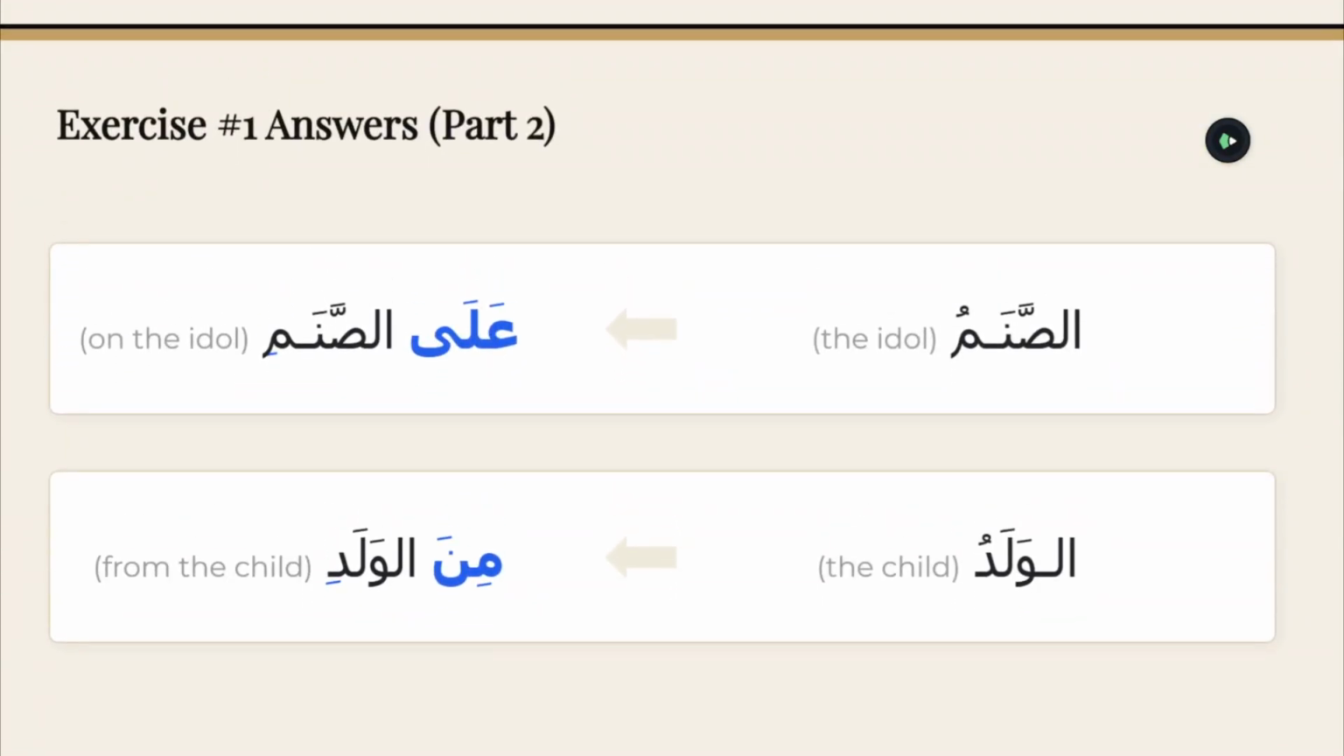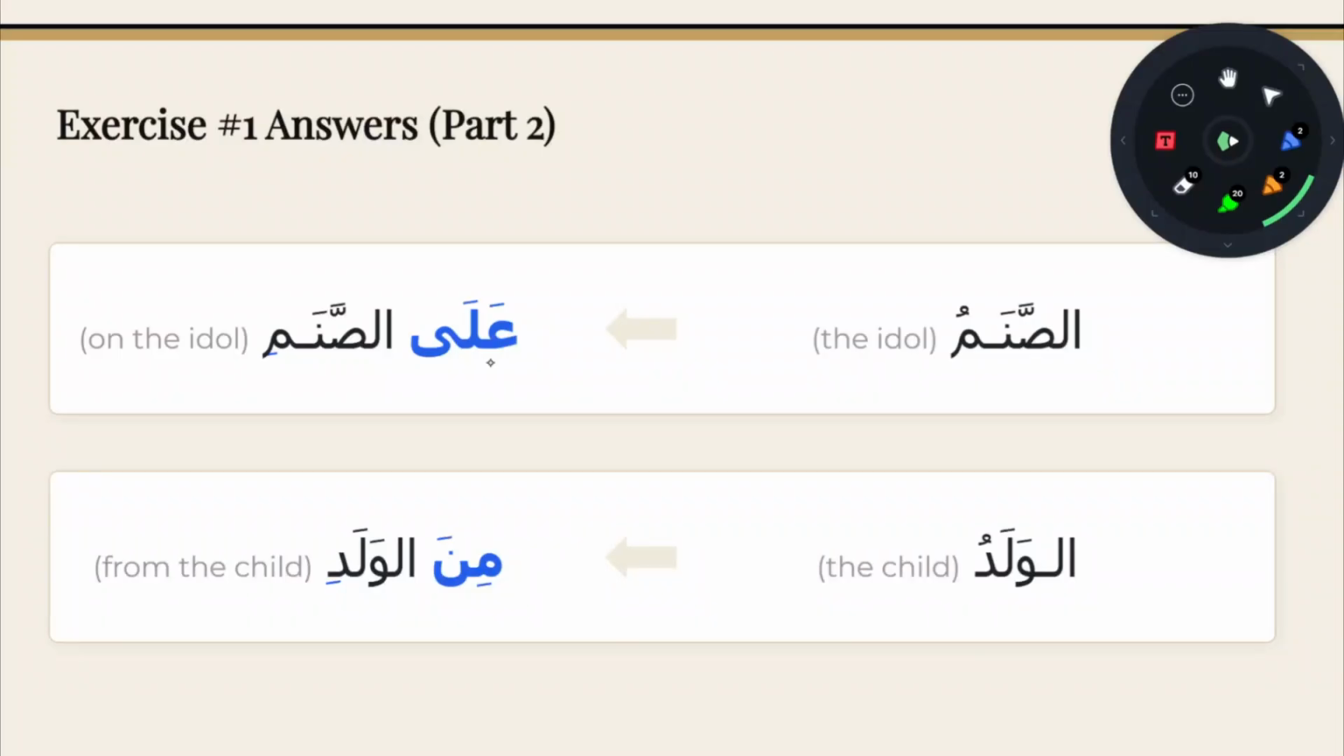As-sanamu means the idol. Ala means on. Ala sanami, on the idol. So ala is a harf al-jar. We can refer to that as jar. As-sanami is the majrur. Majrur is a role that falls in the position of jar. And jar is reflected by kasra. Hence the kasra at the end. Notice as-sanami has an alif lam, and therefore we only have one kasra on the word sanam. And the meaning is the idol, as opposed to any idol.